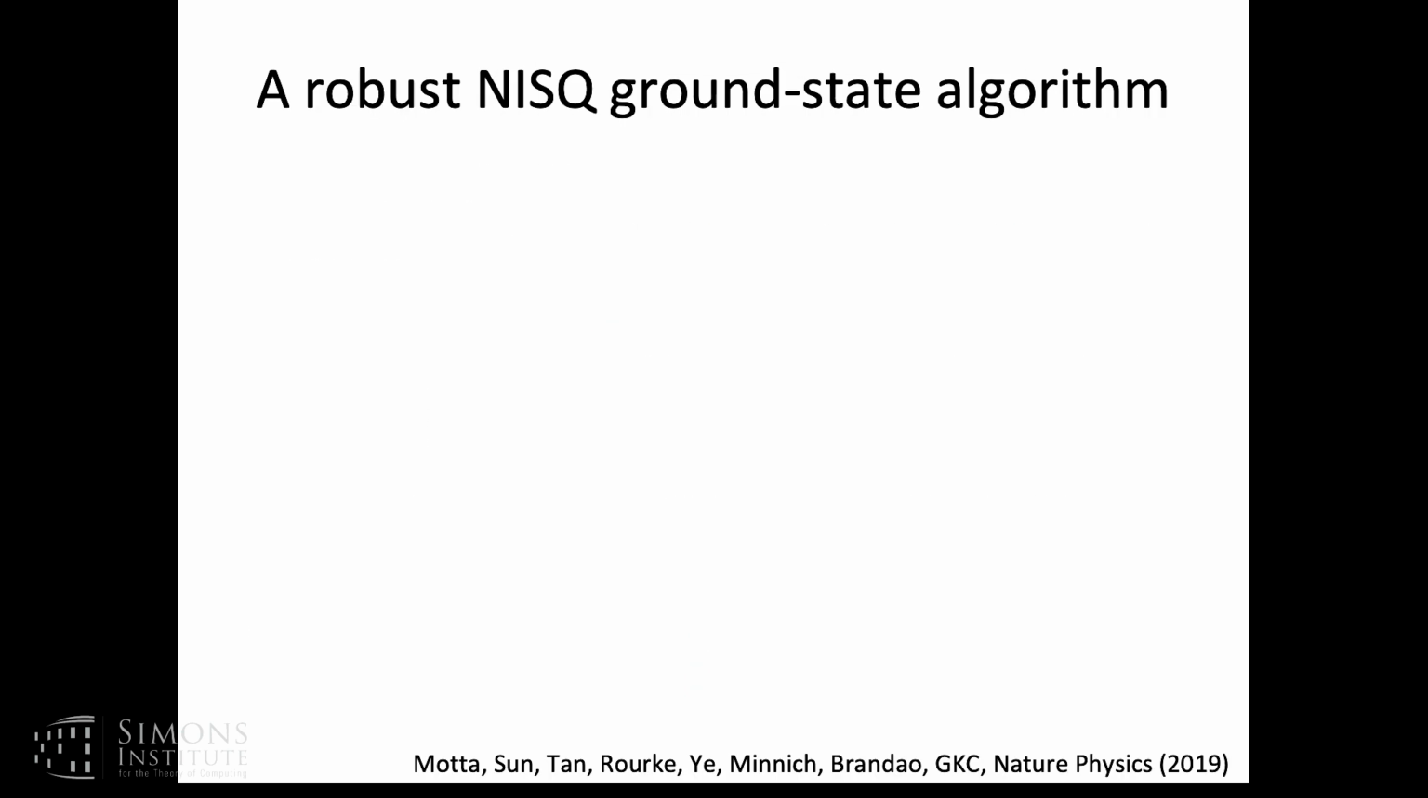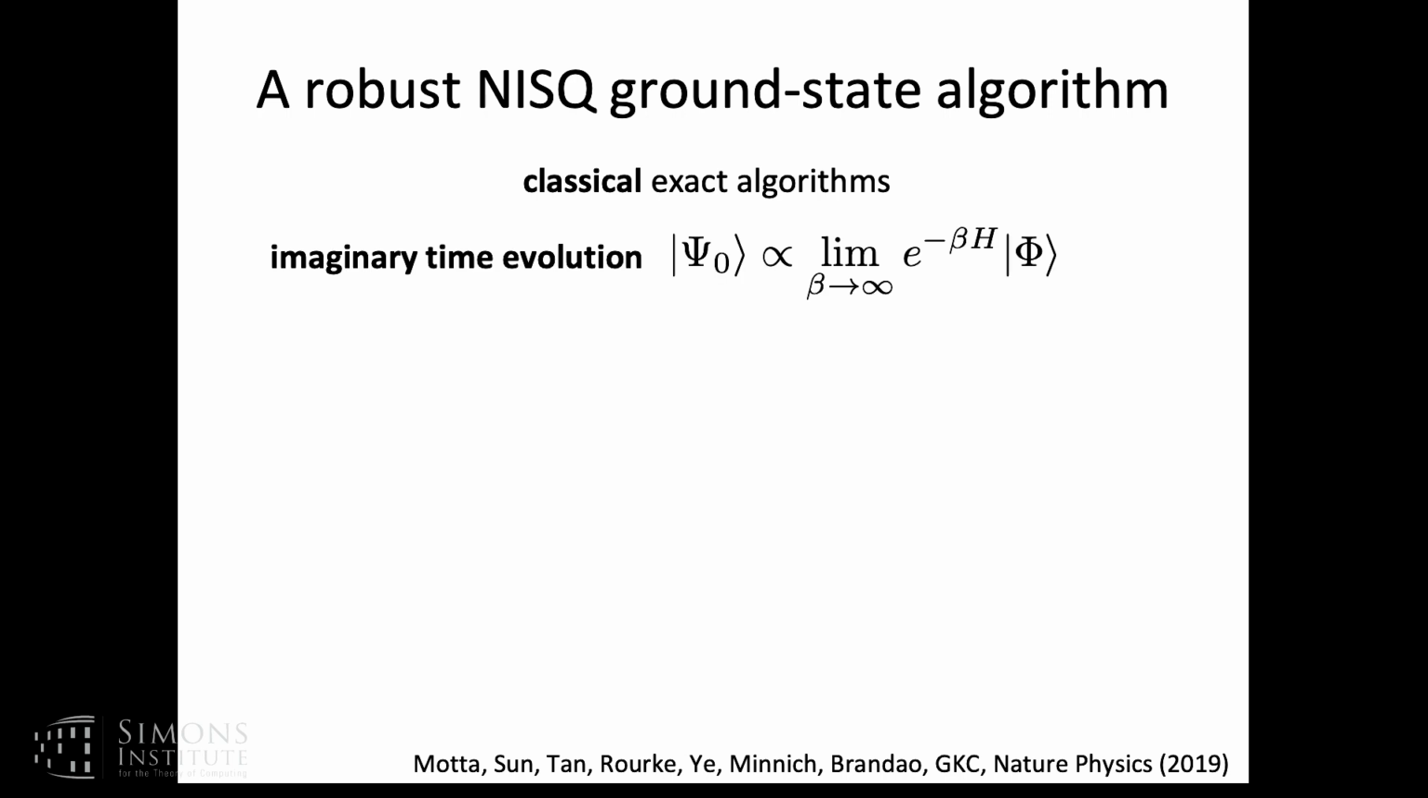Okay, so what we tried to do was to think of a different way to get to the ground state that has a more robust feel to it, but which isn't phase estimation, and which you can do in the NISQ era. To do this, we took some inspiration from how classical exact algorithms actually work. If you want to find the ground state exactly in a classical problem, one technique is to project out the ground state by doing imaginary time evolution. So you just cool the system down to the ground state.